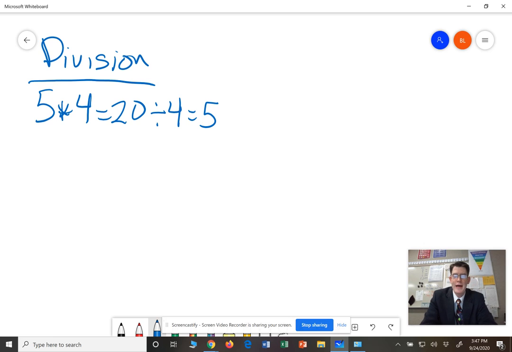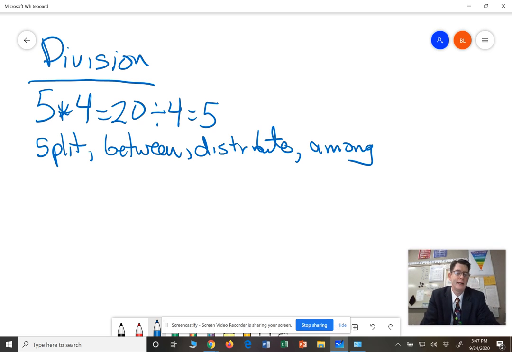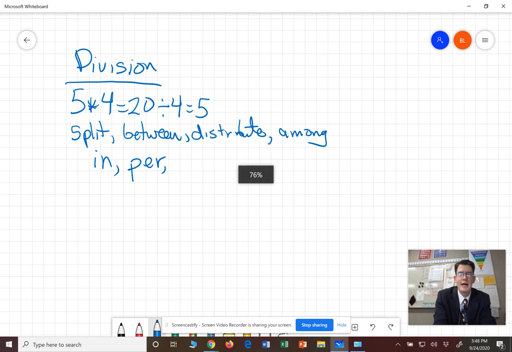You saw some words on that screen that division means. Some other words that it means, you might see the word, I'm going to split something between a bunch of things. You might see the word between. That also means divide. I'm going to distribute something, distribute among a bunch of items. I know my handwriting's messy. You might see in, how many items are in something, or the word per, how many miles per hour, for example. It might be over a course of time, but those words and more, and you'll see some on the assignments, mean divide.